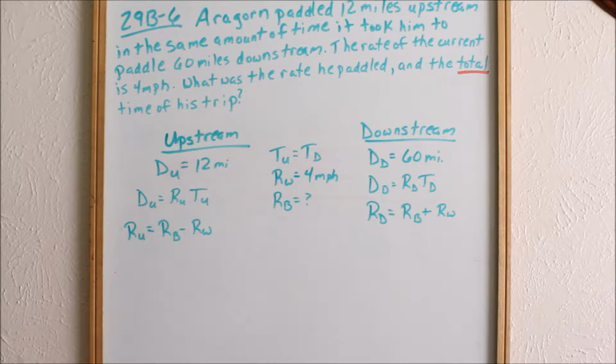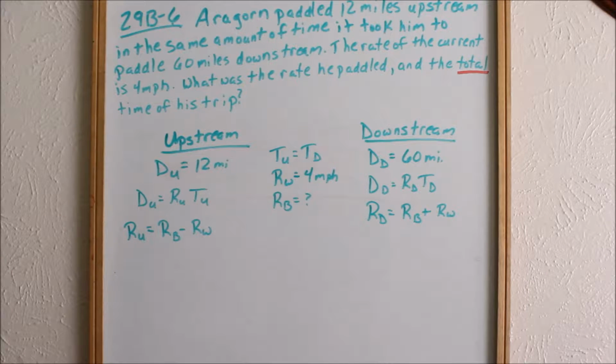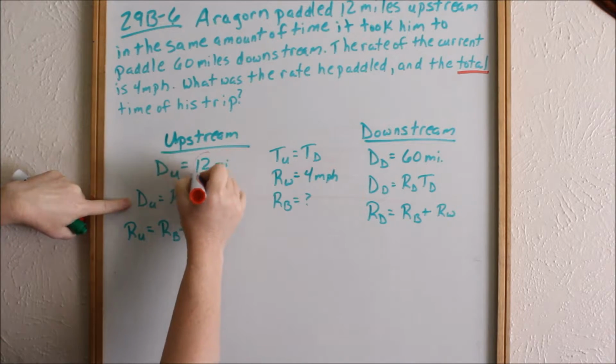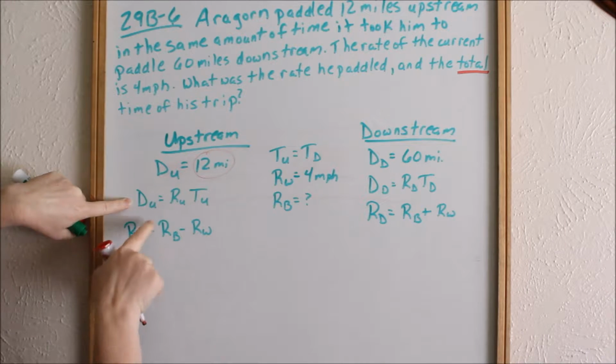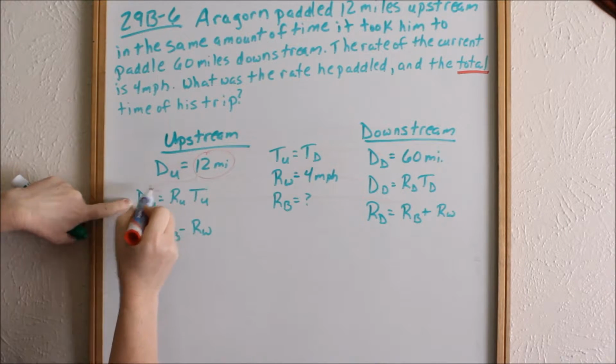Now I have all my equations written down. Let's now start substituting in the information that we know. We're going to go back to this distance equals rate times time equation. So I know that my distance of upstream is 12 miles. So that can go right there.